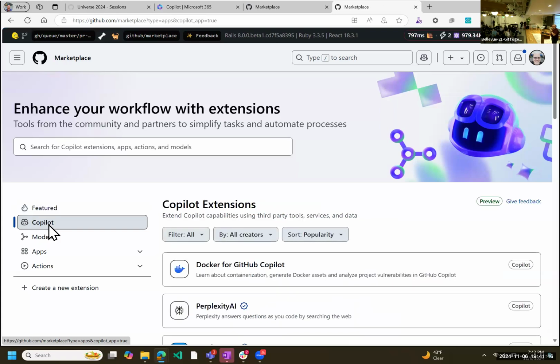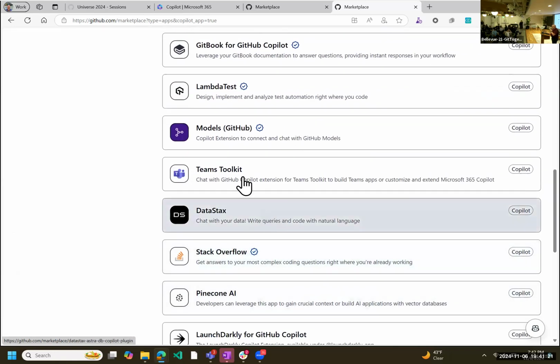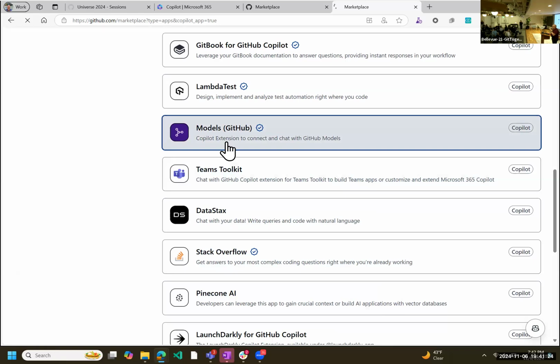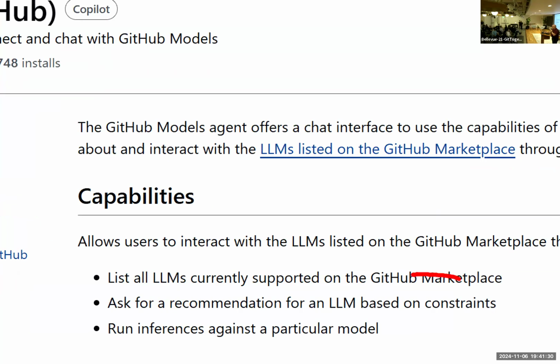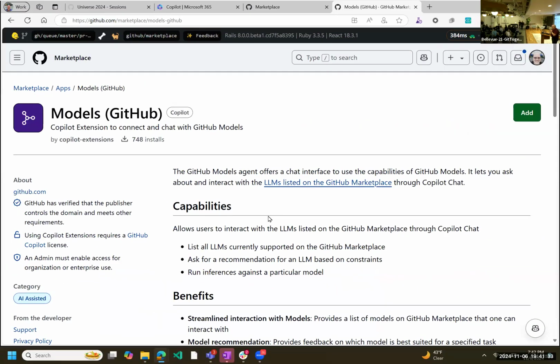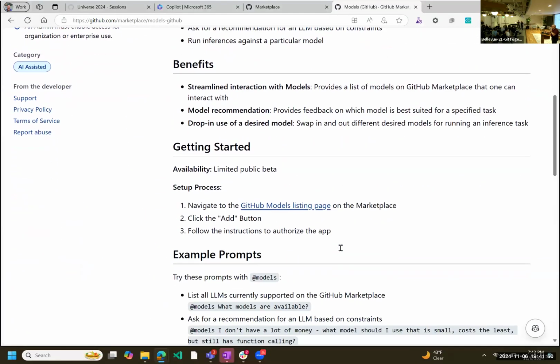go into the Copilot extensions. There is a models Copilot extension. And what we see here is that it allows users to interact with LLMs listed on the marketplace through Copilot. List LLMs currently supported, ask for a recommendation on LLMs based on constraints, run inferences in particular models and things like this. So we can use this to get model recommendations, provide feedback, and drop in use of the desired model.